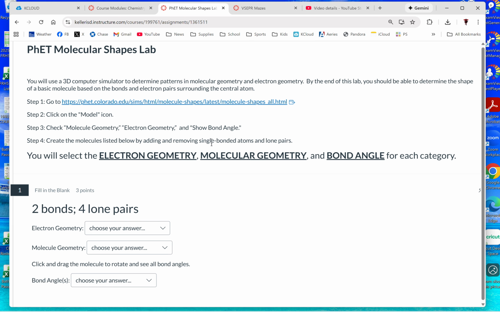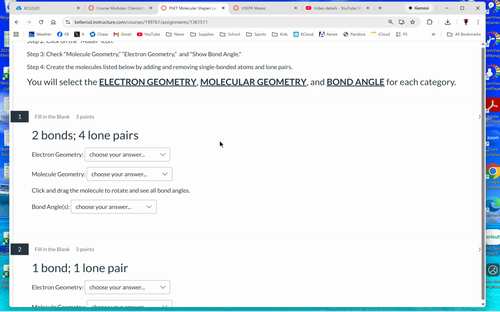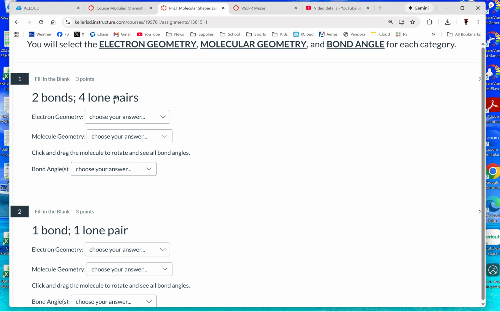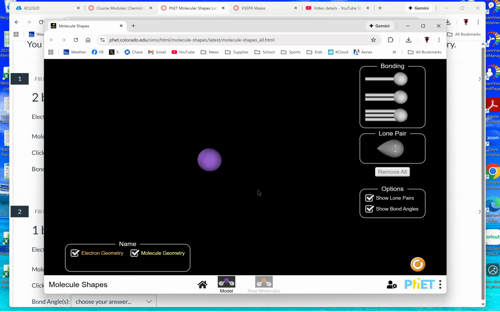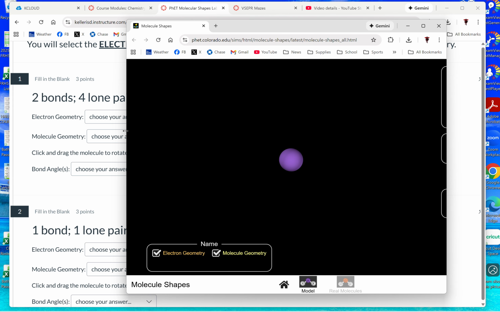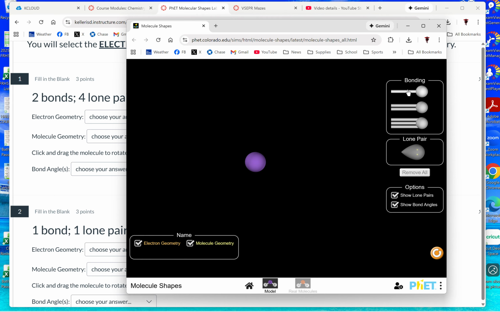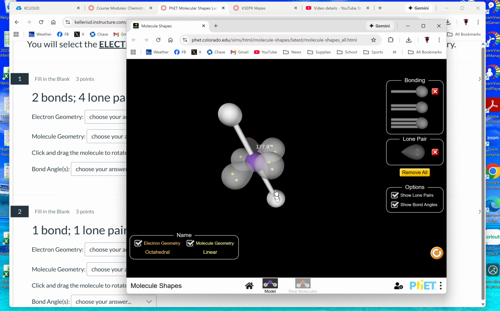And so first question, on mine at least, it gives me 2 bonds, 4 lone pairs. And so what I would do is set them up side by side, but every time I've tried to do that, my screen recorder stops. So I am just going to go back and forth. So again, 2 bonds, 4 lone pairs. So I click 2 bonds, 4 lone pairs.